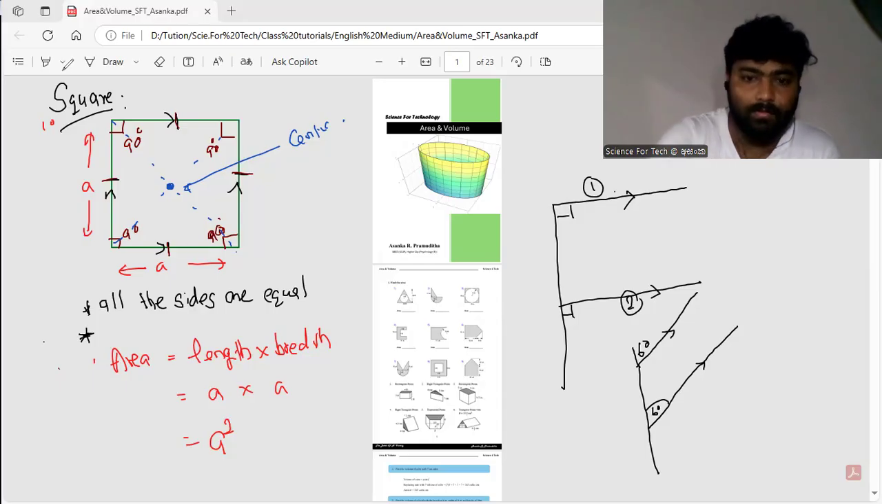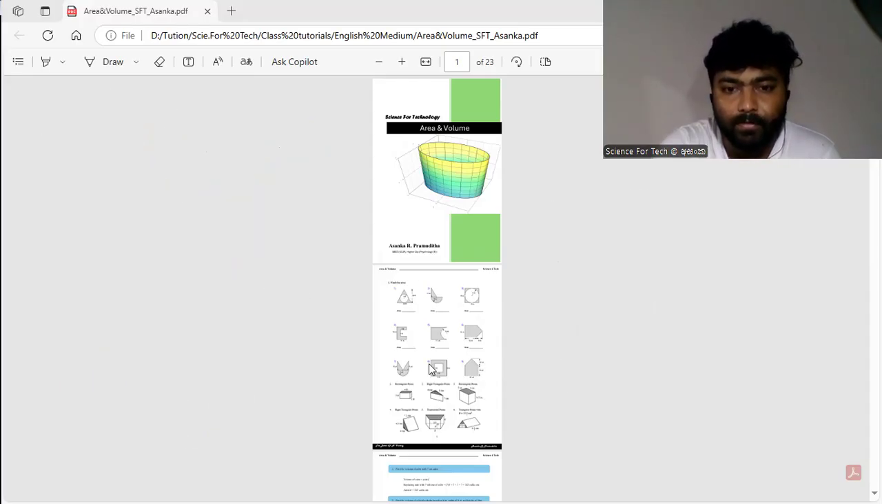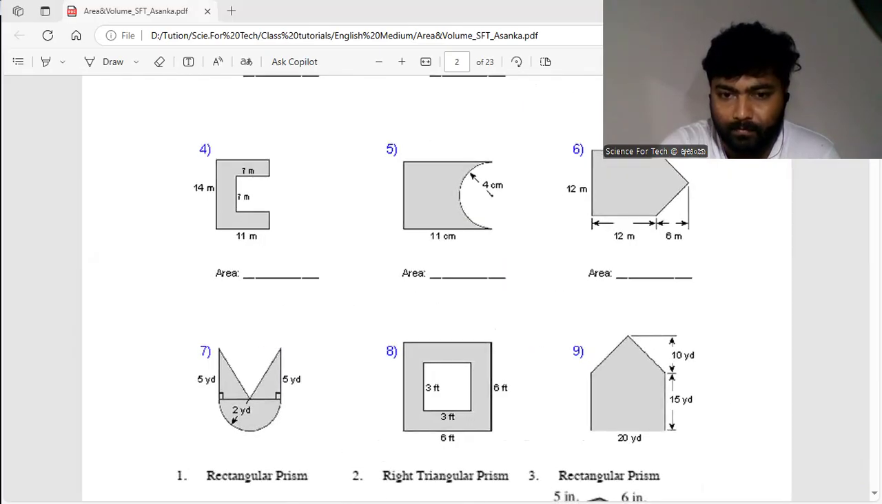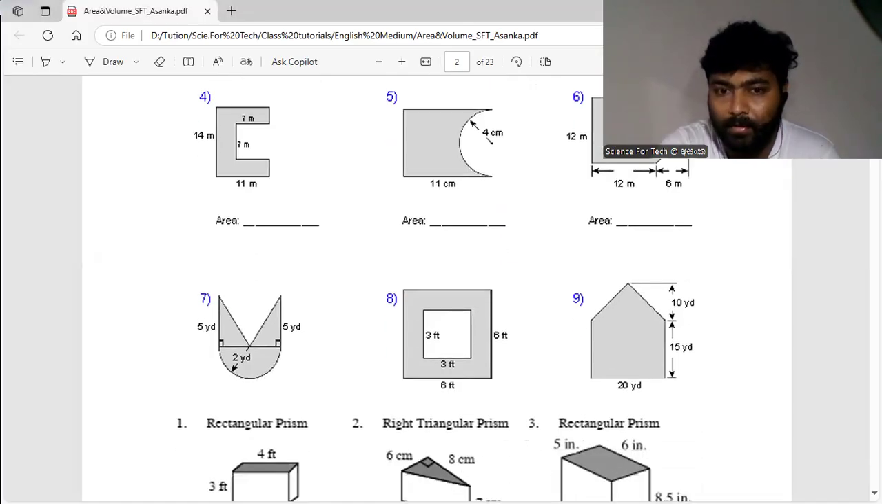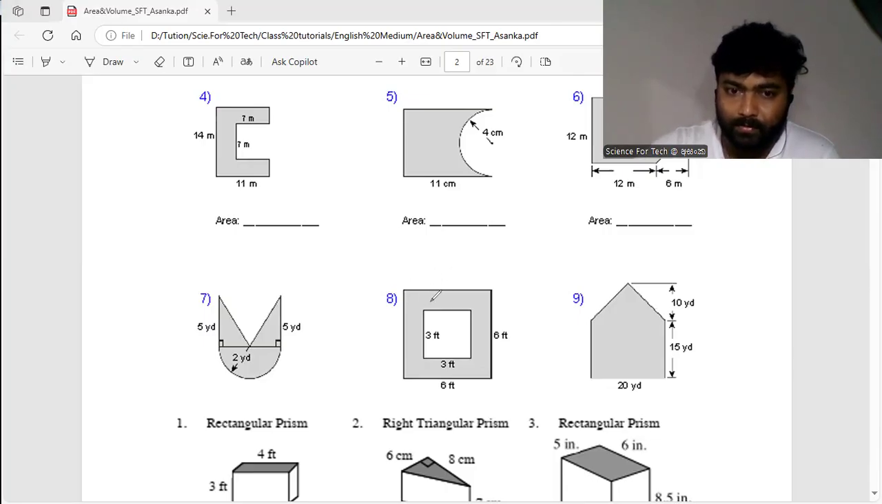Okay, I think you have finished now. Then let's do an example. Write down like this. Find the area of the darkened part. That means this part.